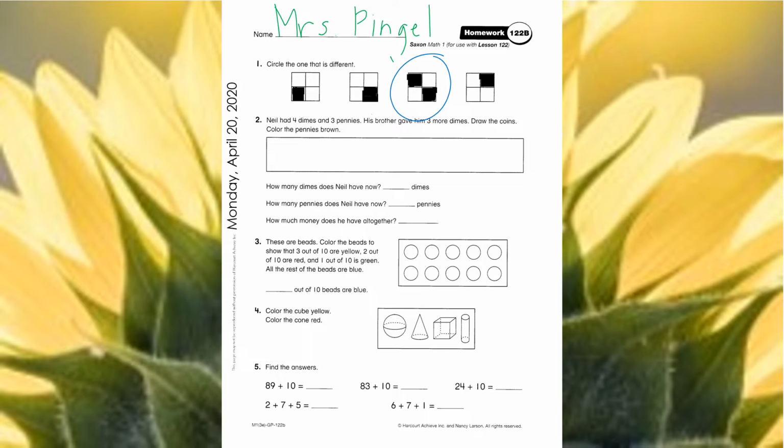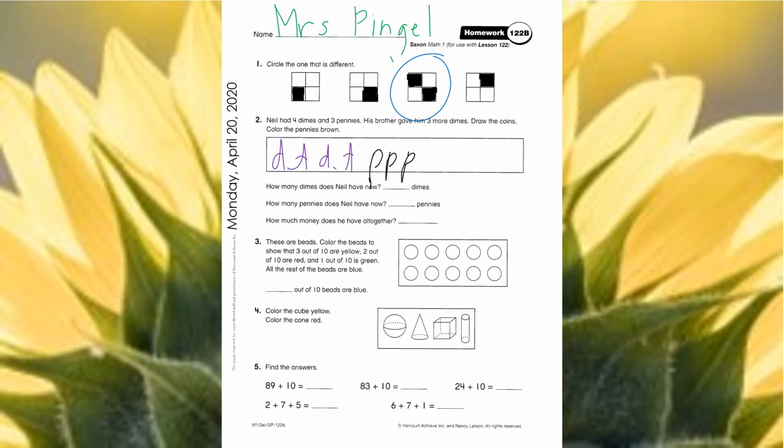Number 2. Neil had 4 dimes and 3 pennies. His brother gave him 3 more dimes. Draw the coins and then color the pennies brown. So if I remember correctly, Neil had 4 dimes to start. So I'm going to use D for dimes. 2, 3, 4. And 3 pennies. I'm going to draw 3 P's to represent pennies.